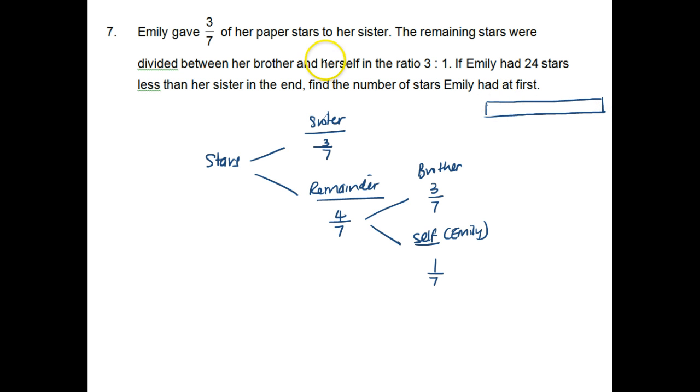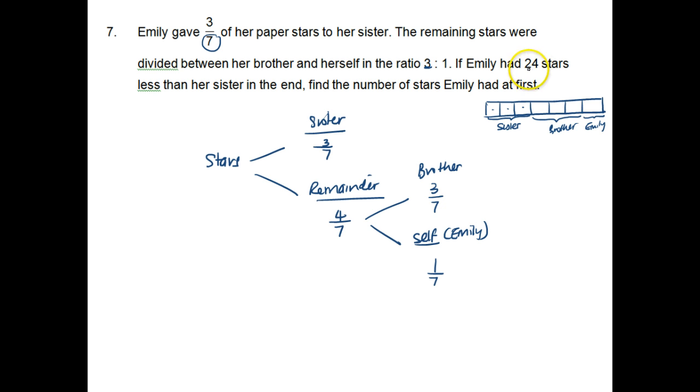At first, Emily has 7 units. She gave 3 of her stars to her sister. So 1, 2, 3, this one goes to the sister. The remaining stars, 1, 2, 3, 4, are shared between her brother, which is 3 units, and herself, which is 1 unit.